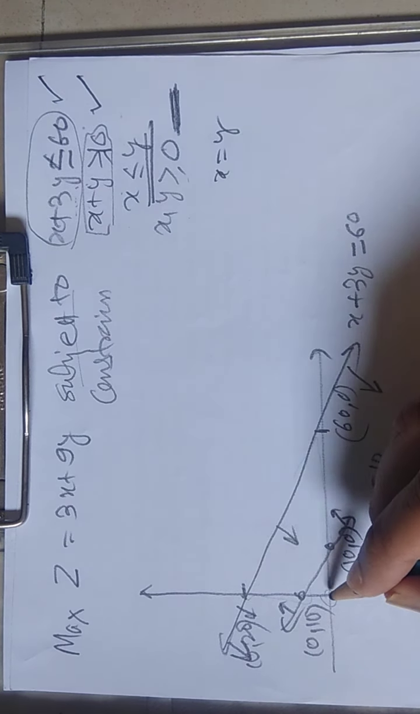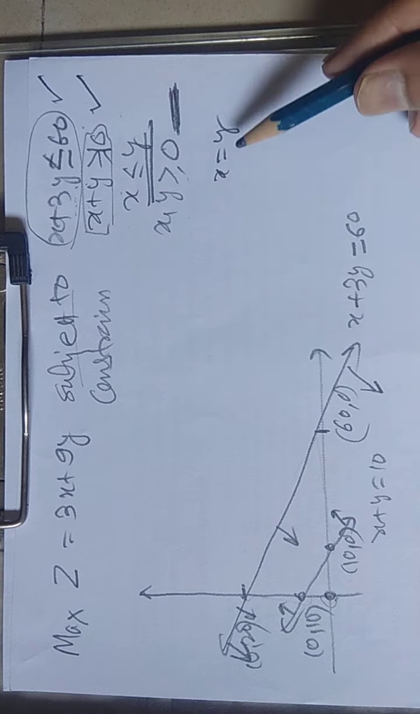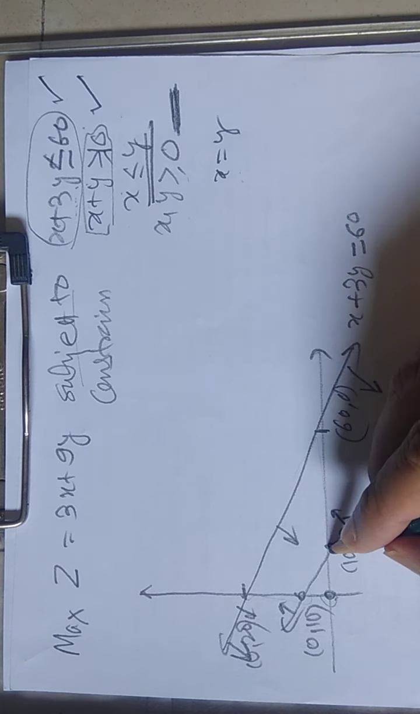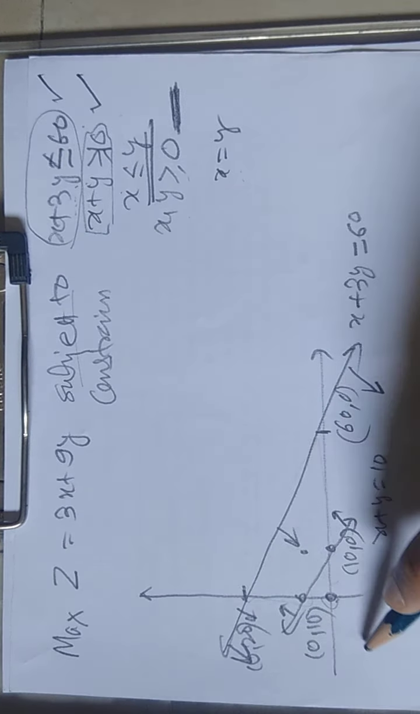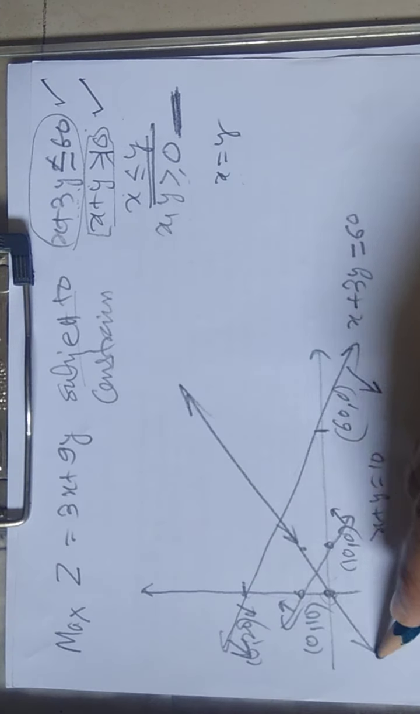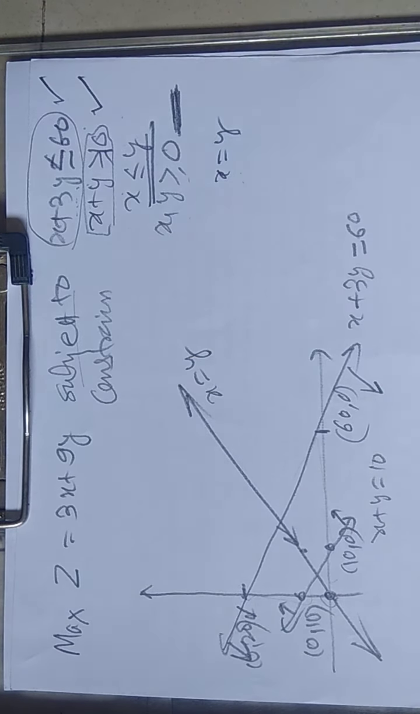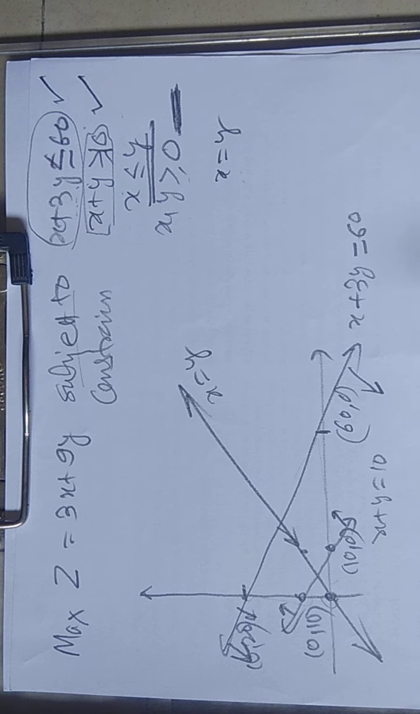So one of the points will be 0, 0. Another point: whenever x is equal to 10, y will also be 10, somewhere here, 10, 10. So you will get a line which is passing through this. It is nothing but x is equal to y. Question arises, now how do you shade?